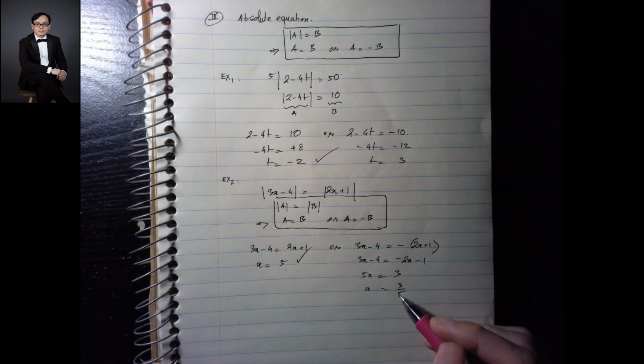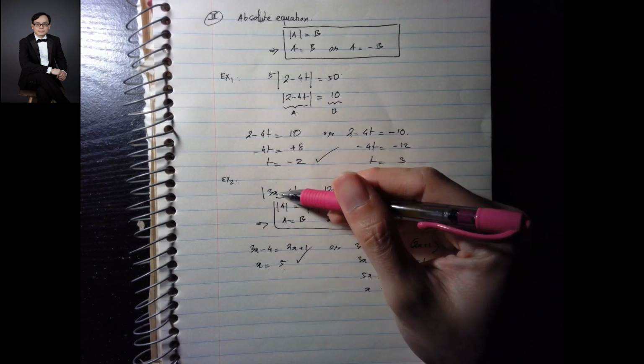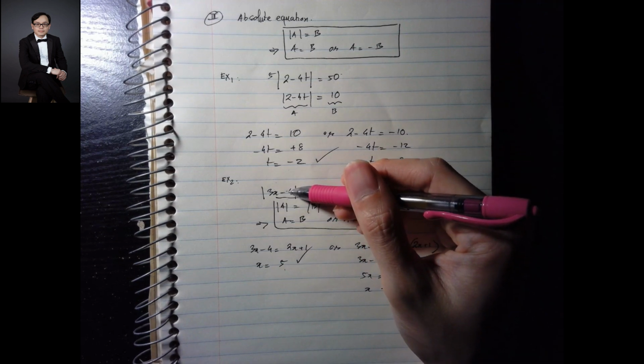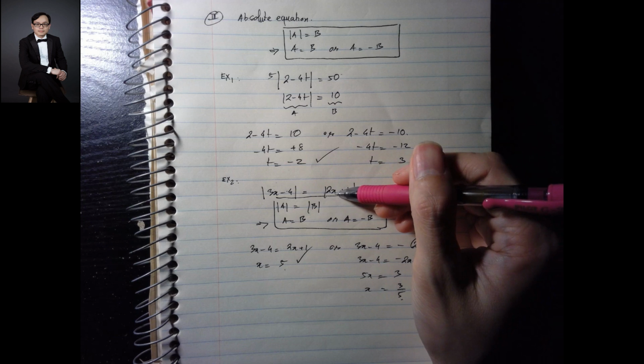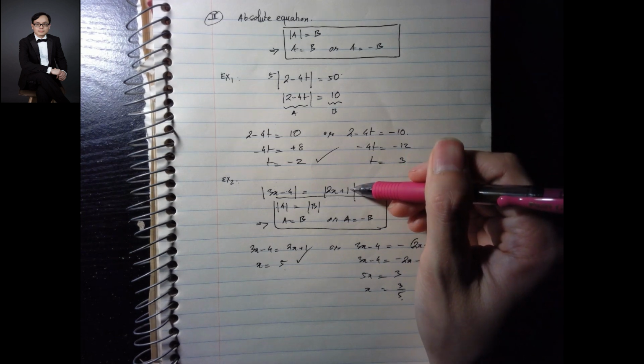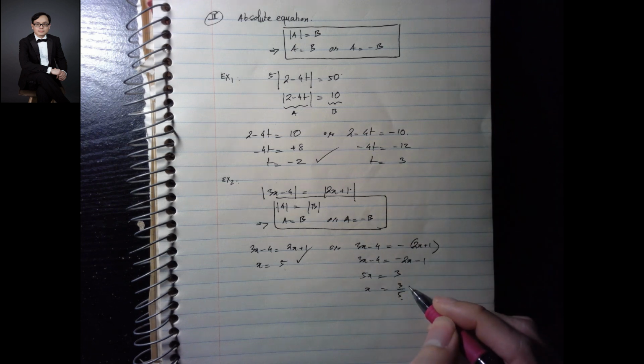Okay, and 3 over 5. 3 over 5 will be 9 over 5. 9 over 5 minus 4. And over here I have 6 over 5 plus 1. Okay, 9 over 5 minus 4 is 6 over 5 plus 1. It also works.